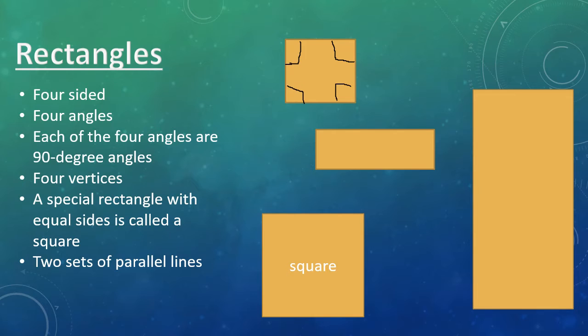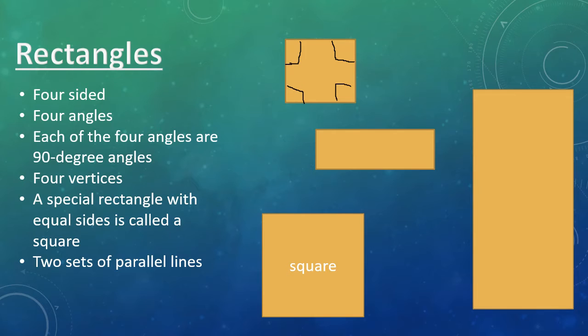But this does not mean that a rectangle can't be a square. A square can be a rectangle. We can call it a square or we can call it a rectangle. It's a special type of rectangle. But not all rectangles are squares. If the sides are not equal, then that rectangle is a rectangle, a quadrilateral, or a polygon. It is not a square.